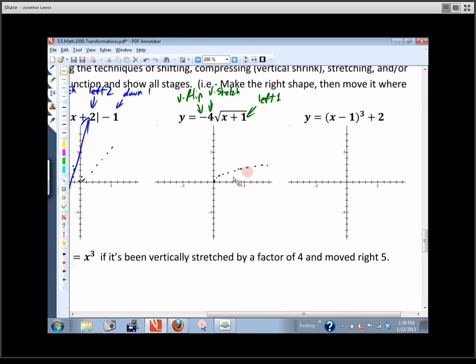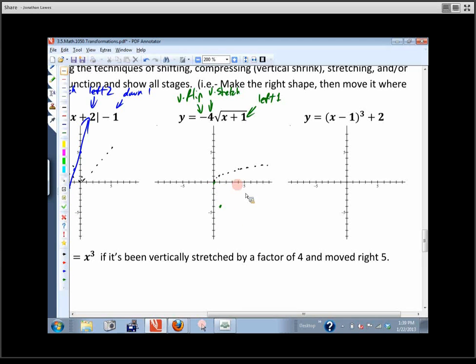So here's the correct graph, the parent graph. I'm going to make the right shape. So all I'm going to do is take this and flip it upside down and vertically stretch it by 4. So it's going to open this way. It's going to be kind of down here. And normally I'd go over 1 and then I'd go down 1, but what does the 4 tell me to do? 4 times as far. 4 times as far as 1, so that's going to be 4.